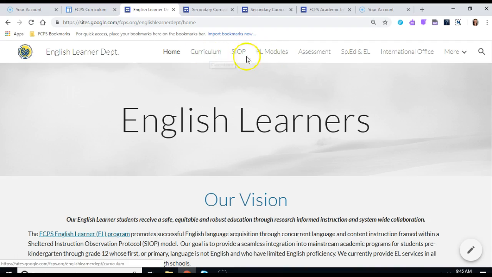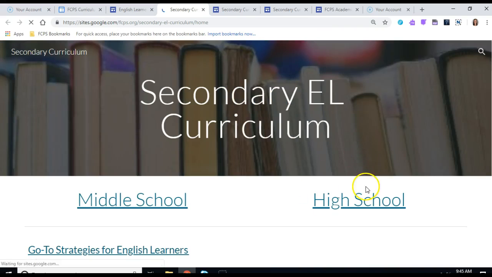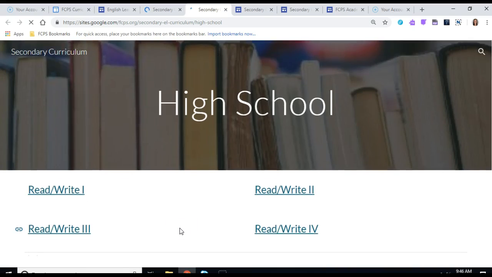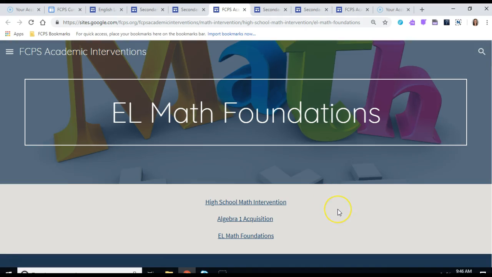Go ahead over to Curriculum, Secondary, High School or Middle School, you can access it either way, and then scroll down to your Math Foundations. This leads us to our ELMF Foundations page.